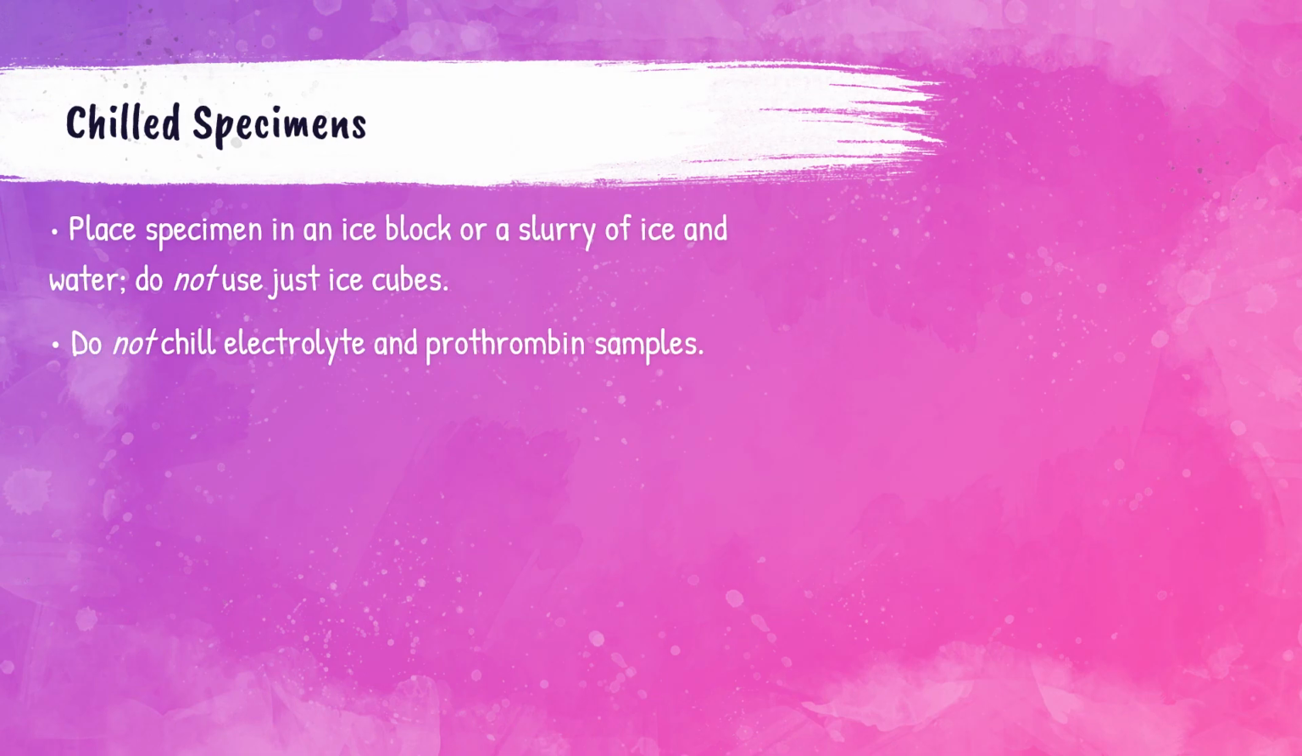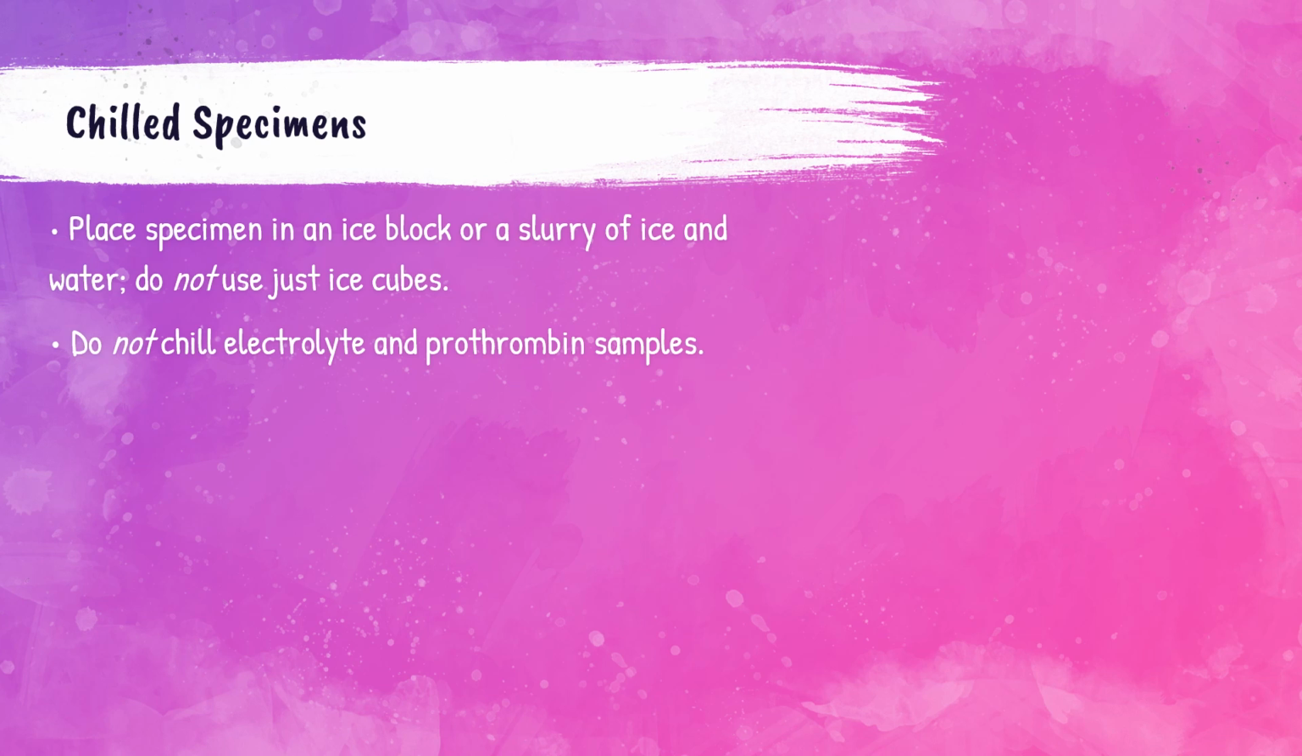Some specimens require them to be transported at cold temperatures. So if that's the case, they can be transported in a transportable ice block. If these are not available to the phlebotomist, they can be put on wet ice. So this is ice mixed with a small amount of water to make a cold slurry. So notice I said on ice, not in ice.